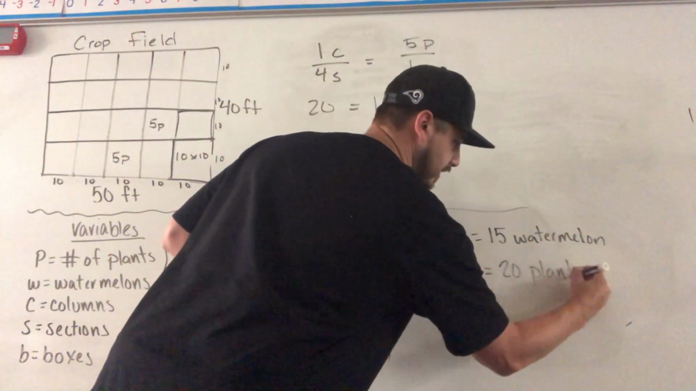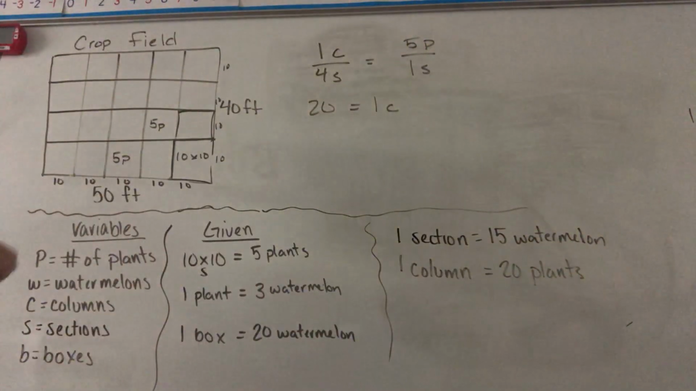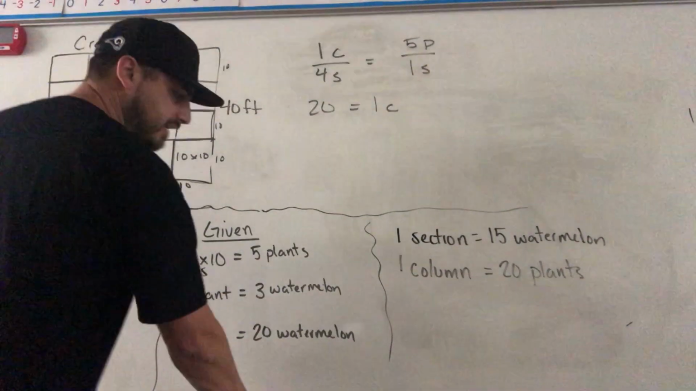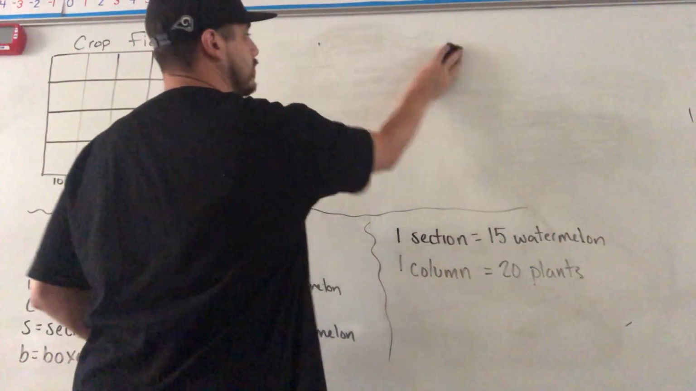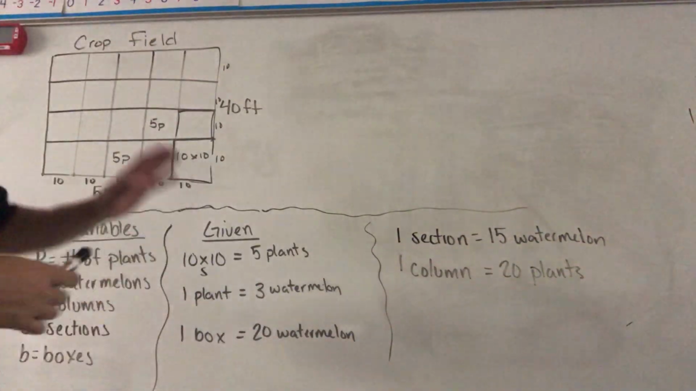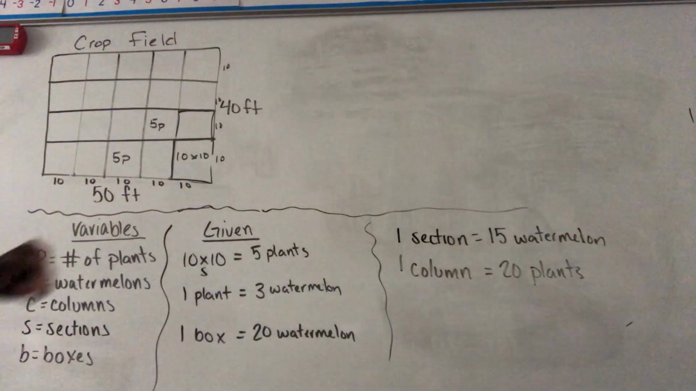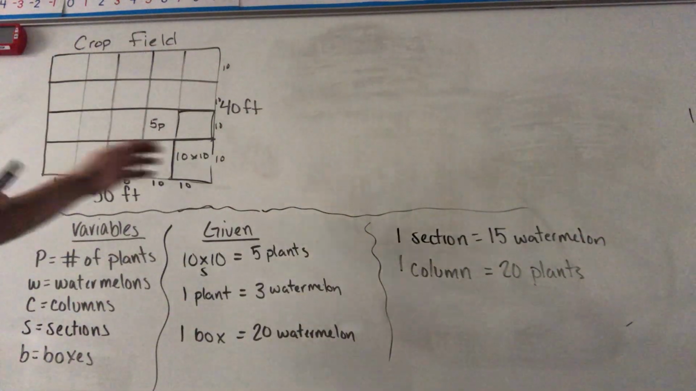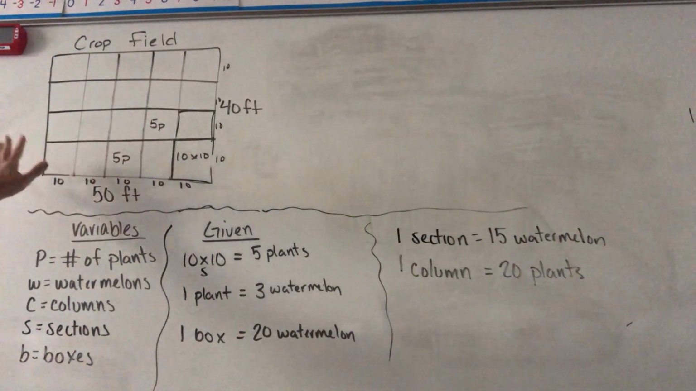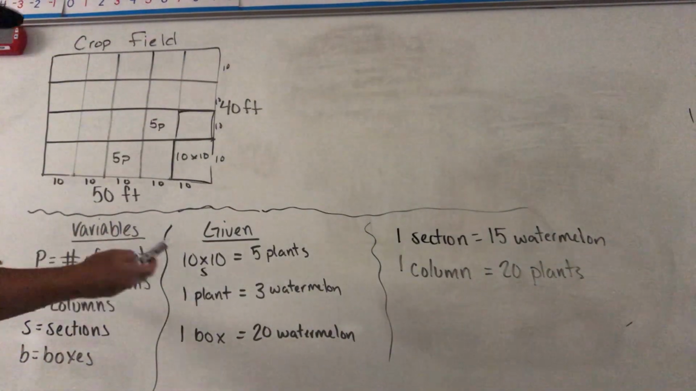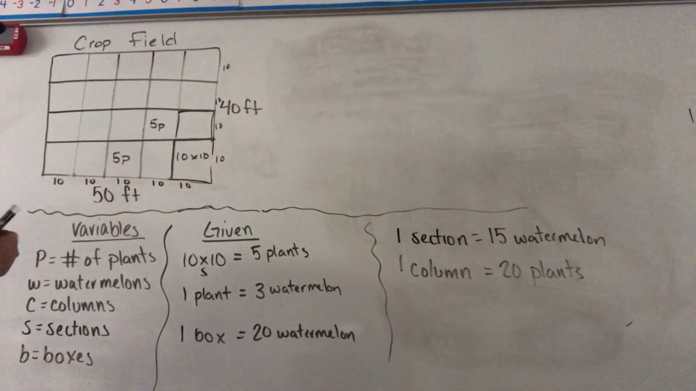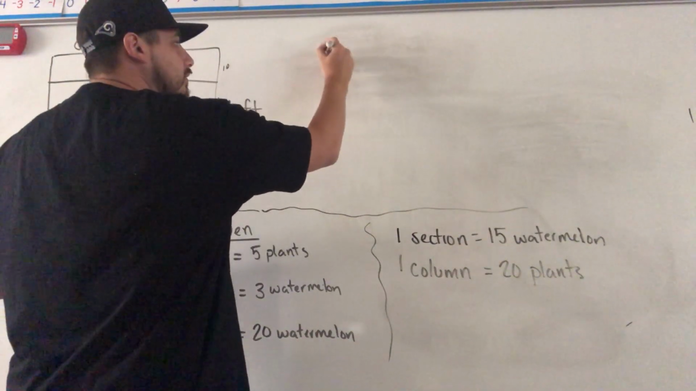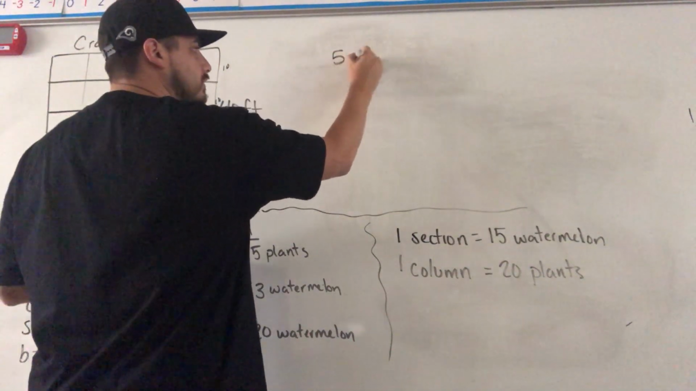So this is all information that we are learning. Sorry about the markers, they're kind of going out. This is all information that we are learning here, which is good because we can use this to find out anything we want. I can give you any problem when we find out this information. Okay, let's find out how many plants total are in this whole field. Well, first off, how many columns do we have? We split it up into 5. So in this whole field, we have 5 columns.